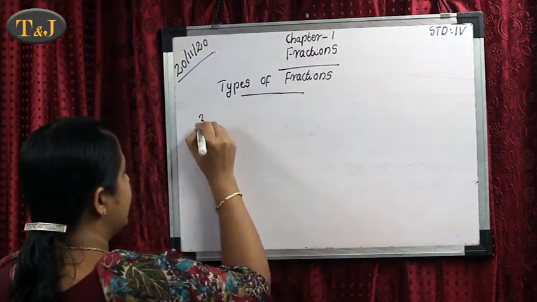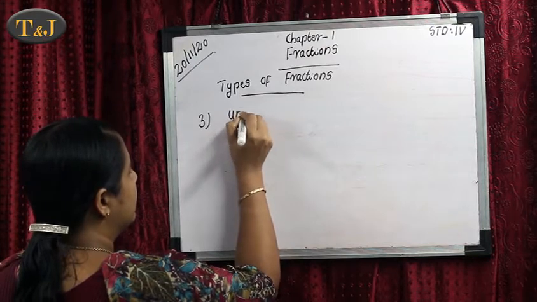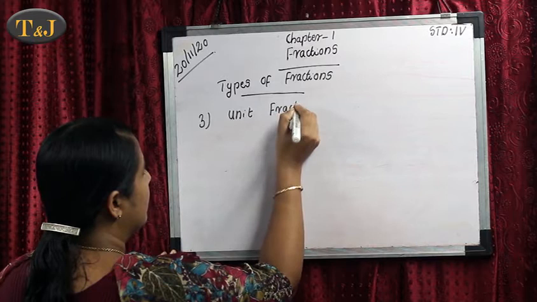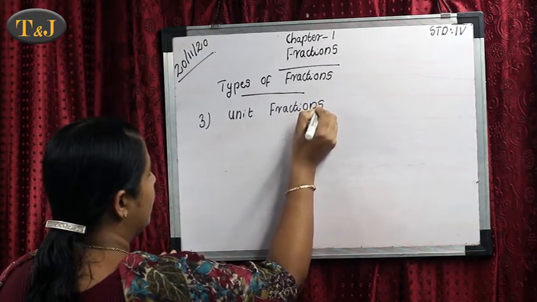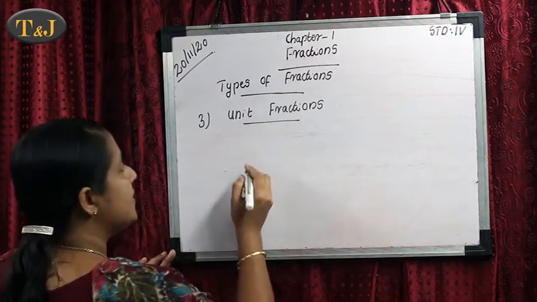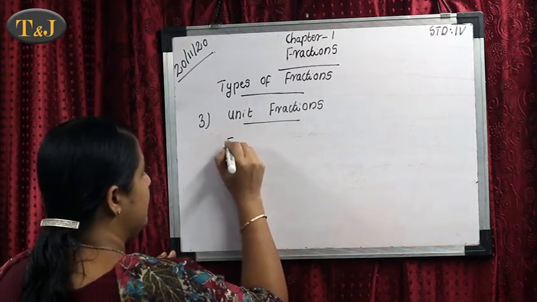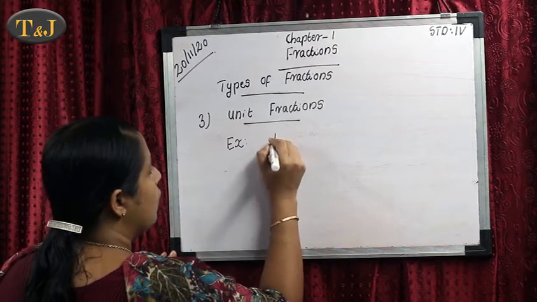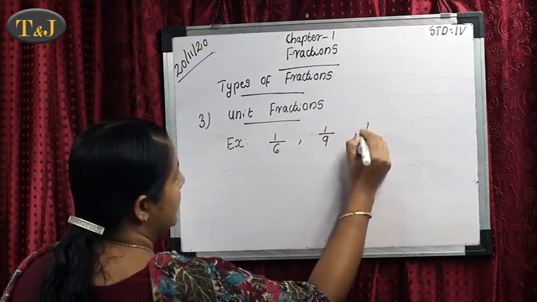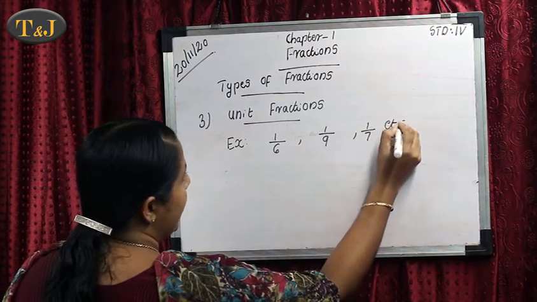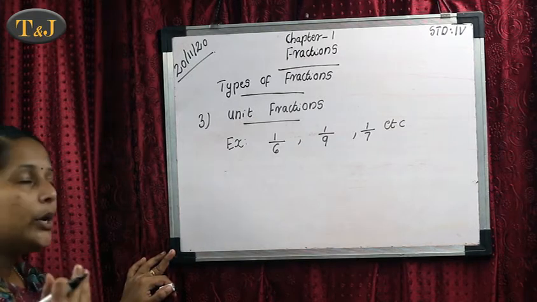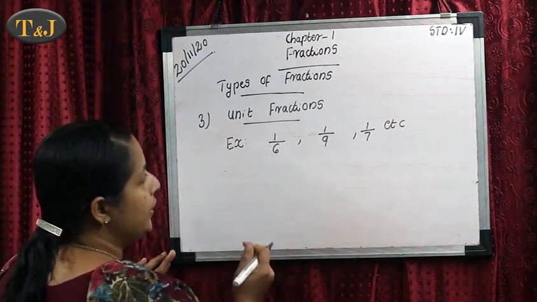Then our third fraction is unit fraction. Fractions whose numerator is 1 are known as unit fractions. For example, 1 by 6, 1 by 9, 1 by 7, etc. All these fractions have the numerator 1. A fraction whose numerator is 1 is known as a unit fraction.